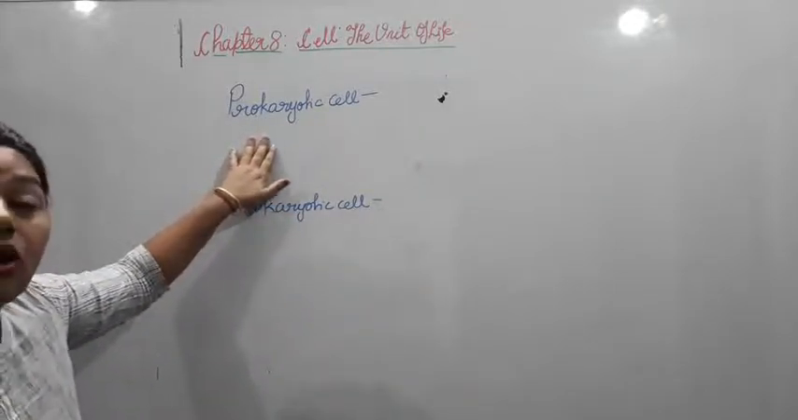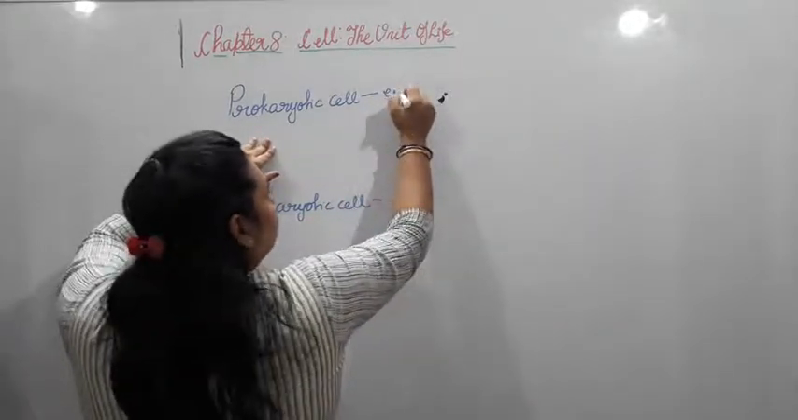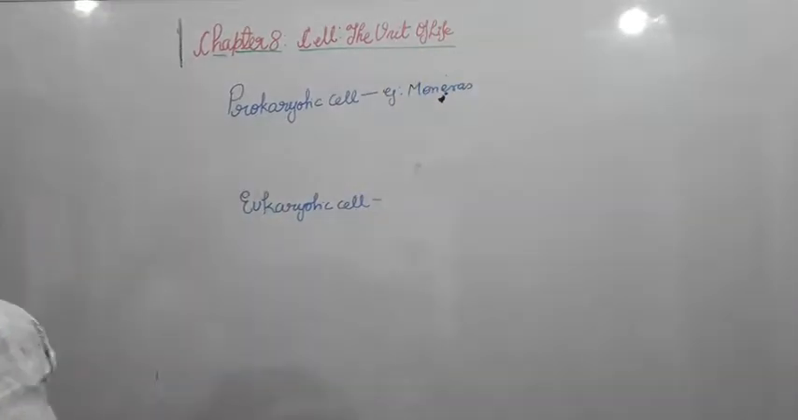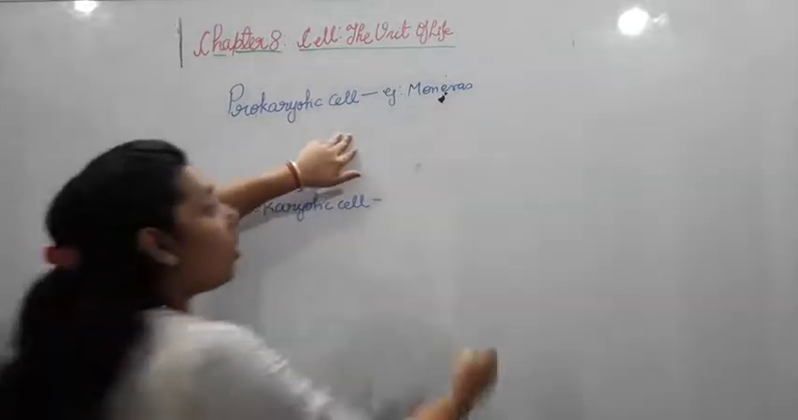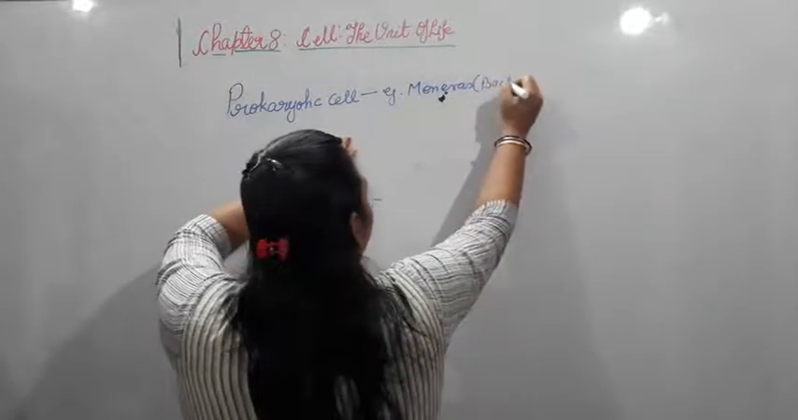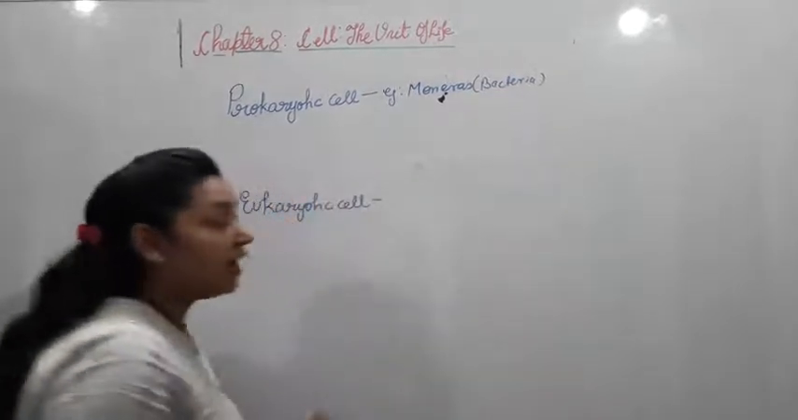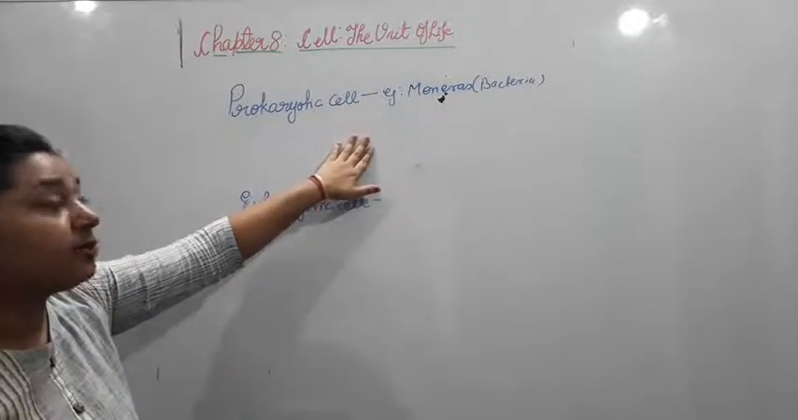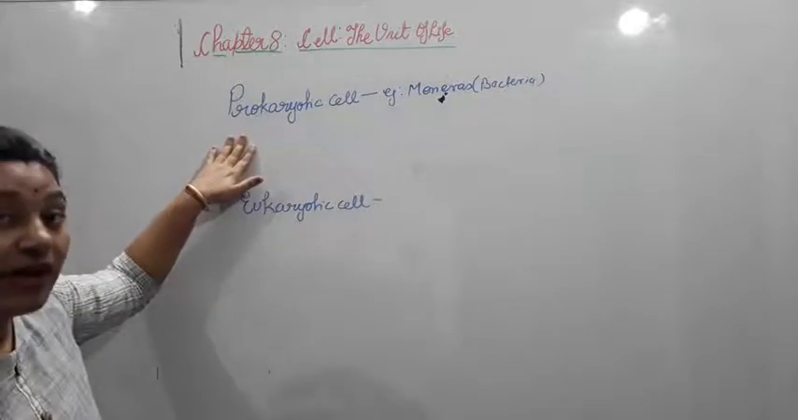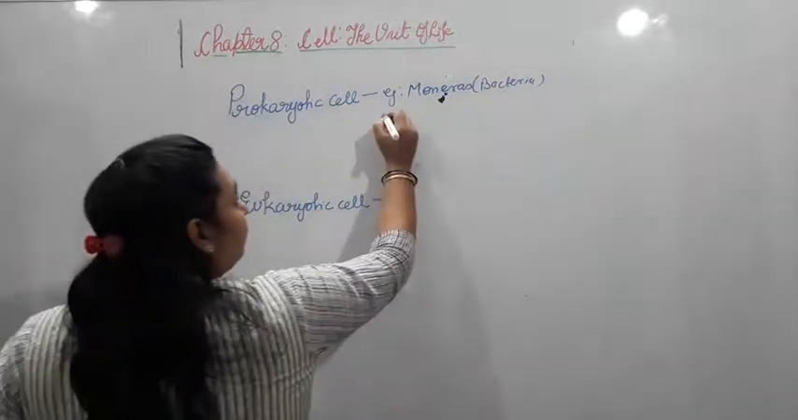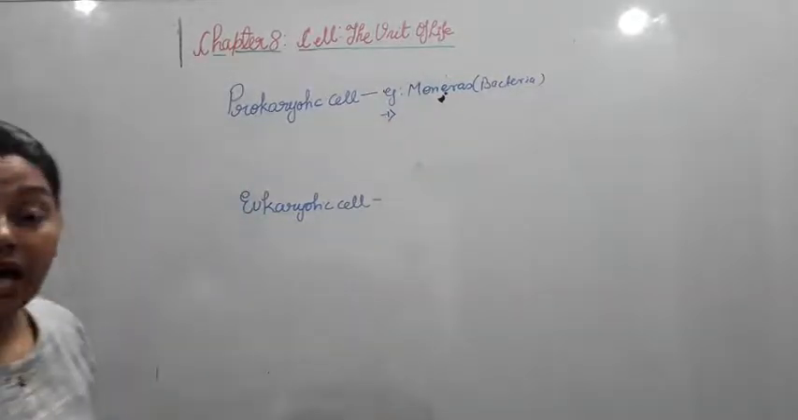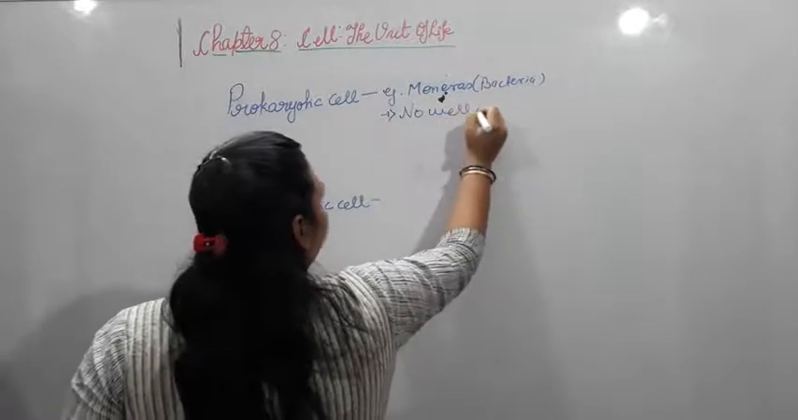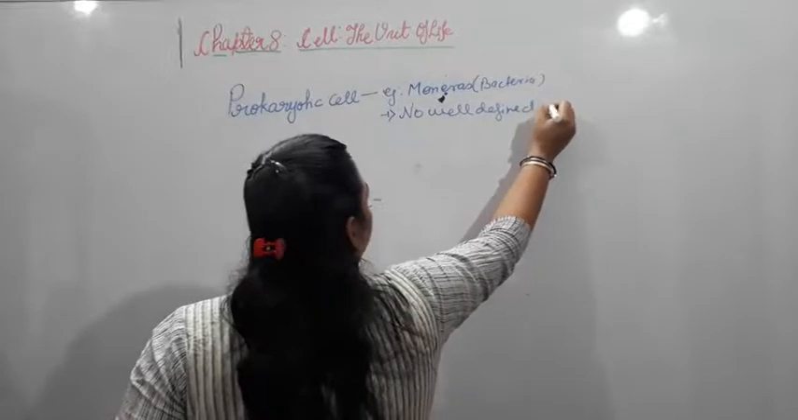Prokaryotes are all the moneras. In your previous chapter, you have already gone through the moneras. In the monera kingdom, all the bacteria come. So whatever bacteria you see, they are all from the kingdom monera, and they all are prokaryotes. Now why are they all prokaryotes? Because the very first thing is, they have no well-defined nucleus.